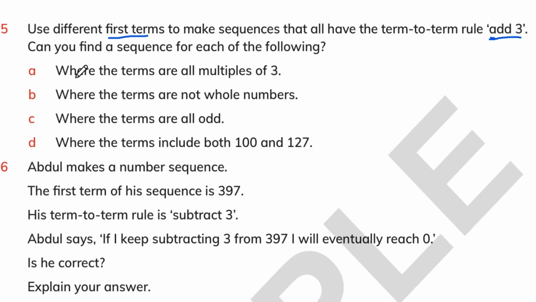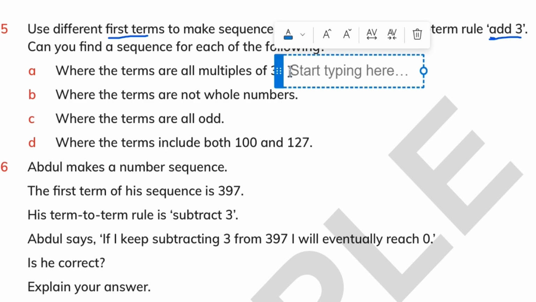What are the conditions? Let's read. Where the terms are all multiples of 3. So simply we will write multiples of 3: 3, 6, 9, 12. That's it.